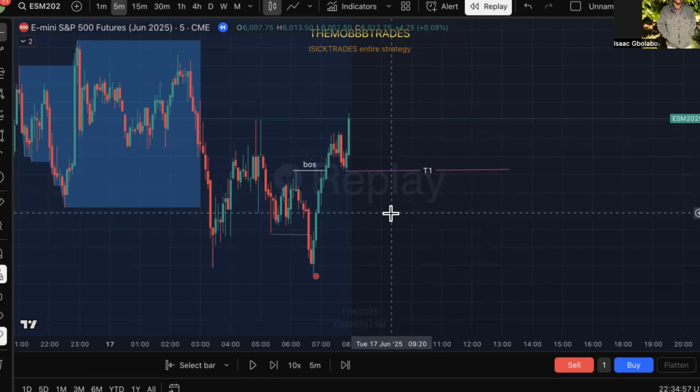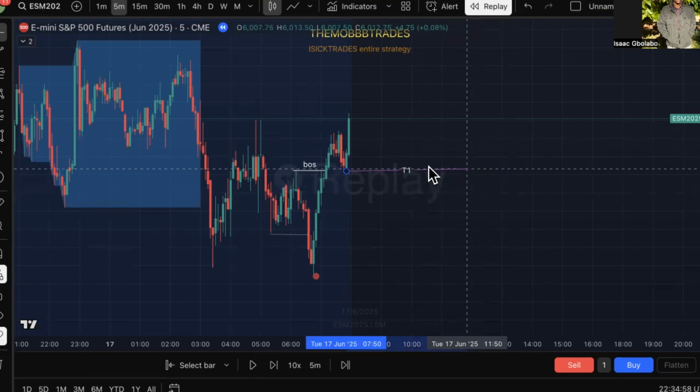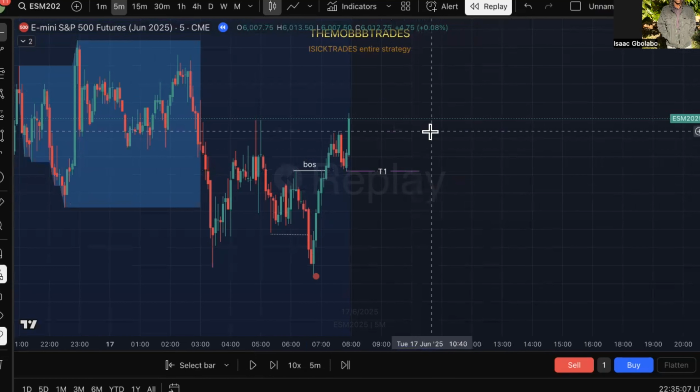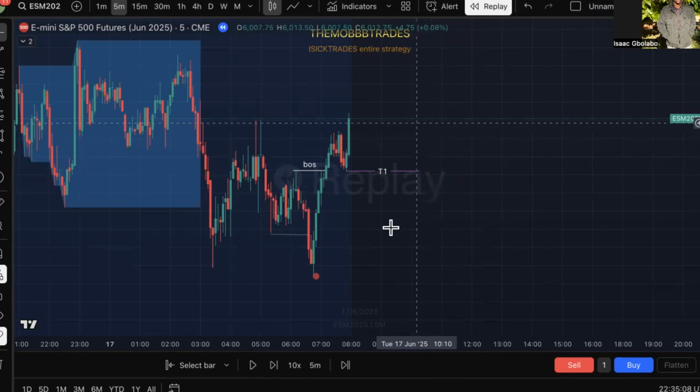All right, I didn't mean to go that deep into T1. This is not about T1, but I saw a few questions about T1. I just want to make sure we all understand the logic behind it. Now, how we would manage this trade.